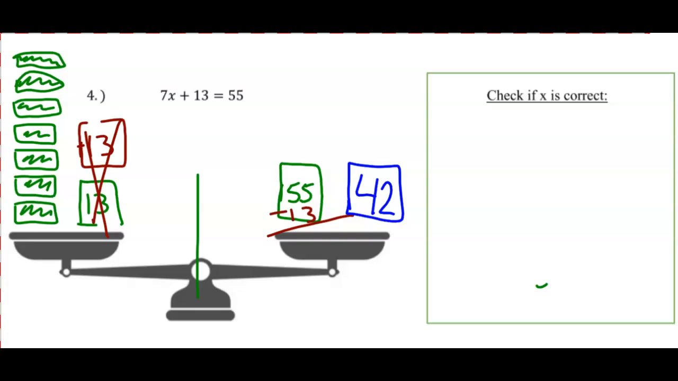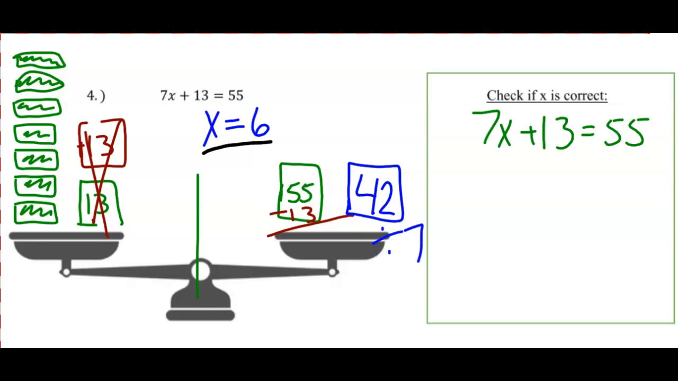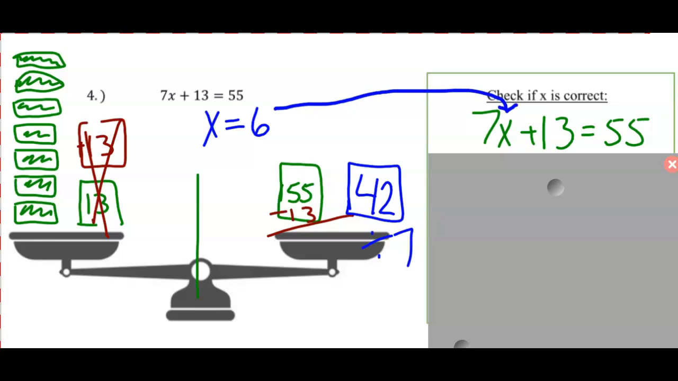Okay, now I need to take this 42 here and I need to break it into 7 piles. So I basically am dividing 42 by 7. And 42 divided by 7 is 6. Great. So 42 divided by 7 equals 6. So now I'm going to test that, check it out by putting my 6 in for my X. And now I can evaluate that and see if that works.